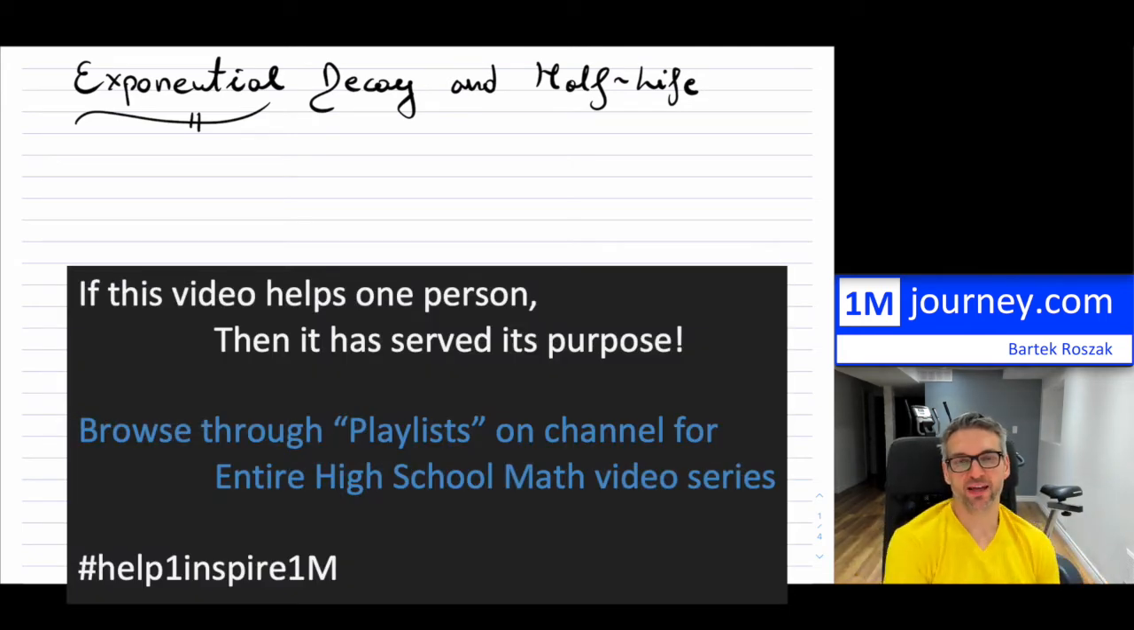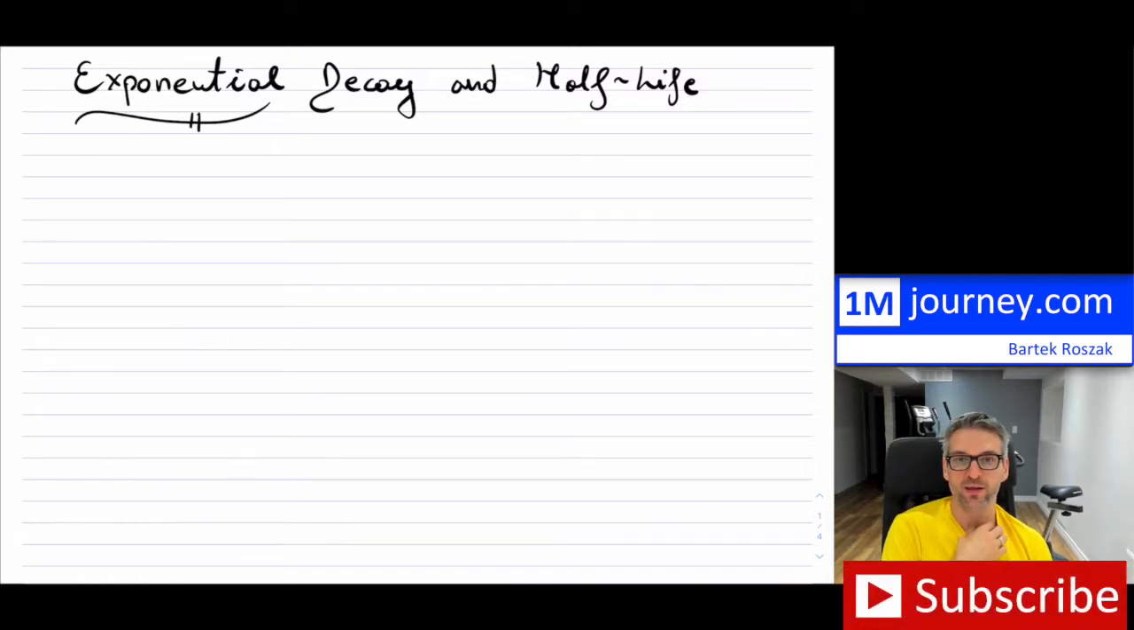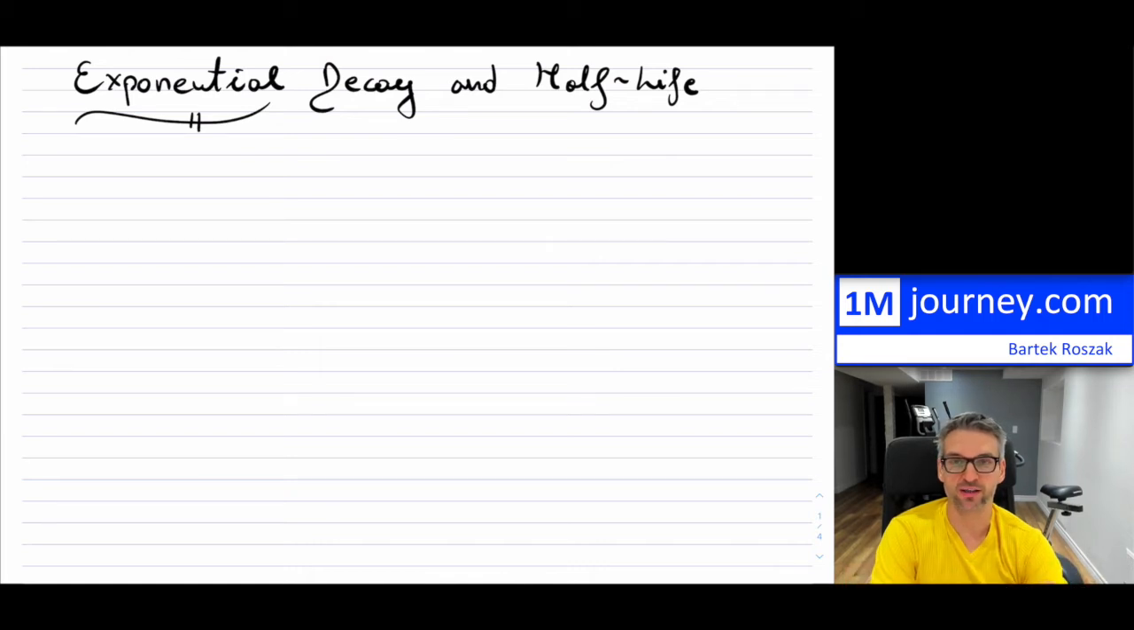Exponential decay and half-life. When you're studying exponential functions at some point, possibly in grade 11 or maybe elsewhere, I hope that your teachers are going to go over this concept of half-life, or at least introduce you to it, because it's kind of useful later on if you're studying sciences. Now, what is this half-life all about, and how does it relate to these exponential functions or exponential decay?